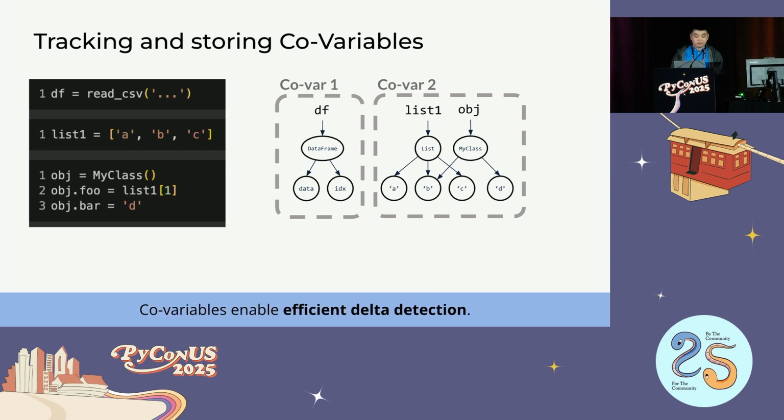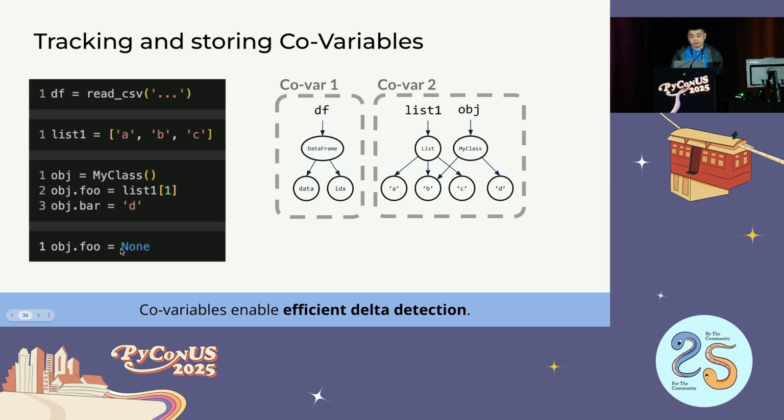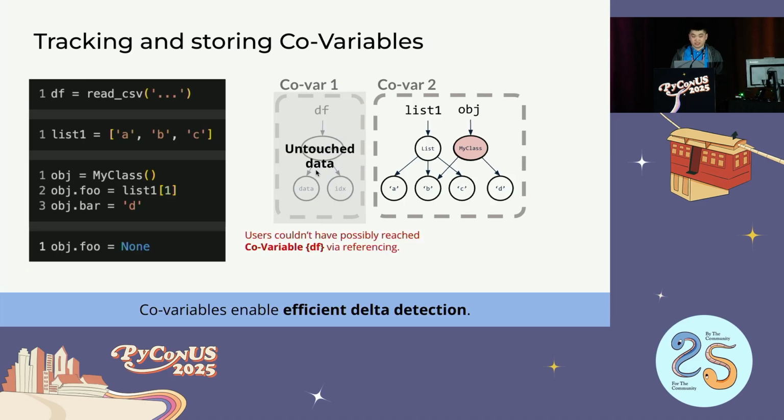Next, covariables enable very efficient delta detection. For example, given a fourth cell execution here, which sets object.foo equals None, we can trace the object graph to see that object is in covariable 2. Because there are no shared references between covariable 2 and covariable 1, we can just skip checking covariable 1 for updates, because we know that the user couldn't have reached anything over here by referencing.